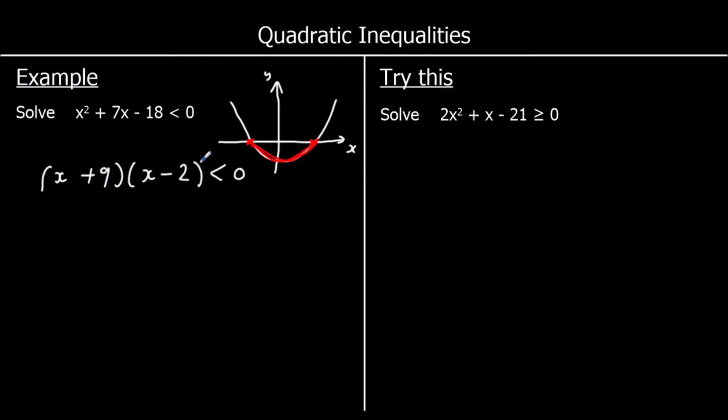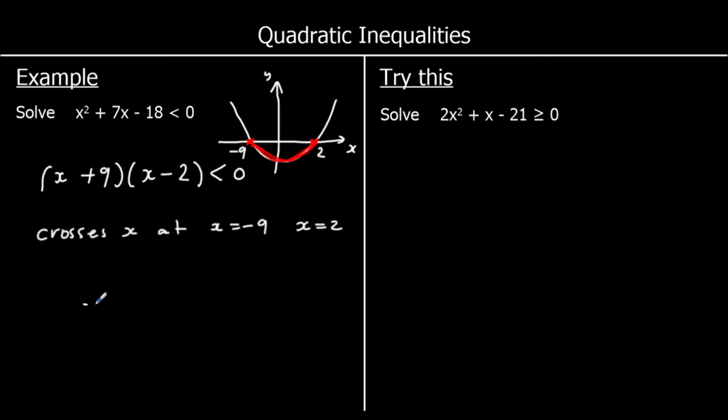So the 2 points where it's equal to 0, so it's going to cross the x-axis. What makes the first bracket 0? That's negative 9. And what makes the second bracket 0? That's 2. So it crosses the x-axis at negative 9 and 2. And it's beneath the x-axis in between them, in between negative 9 and 2. So all the x values in between negative 9 and 2 will make this less than 0.